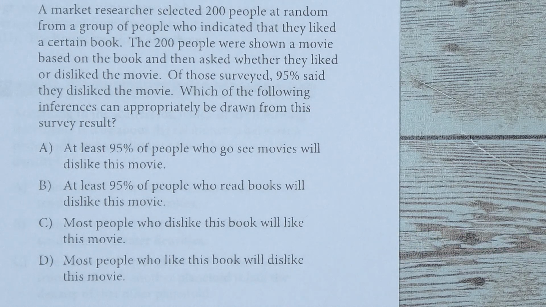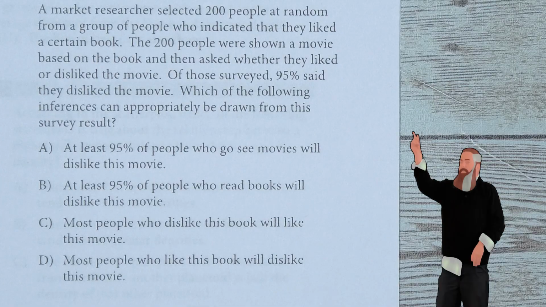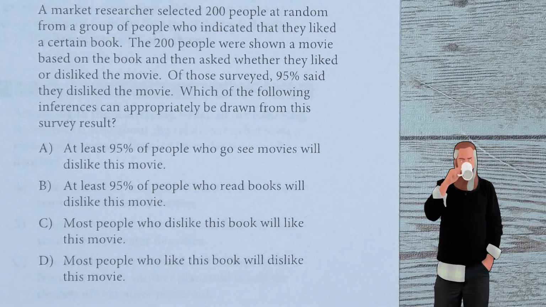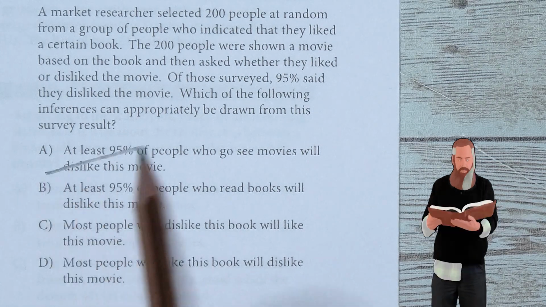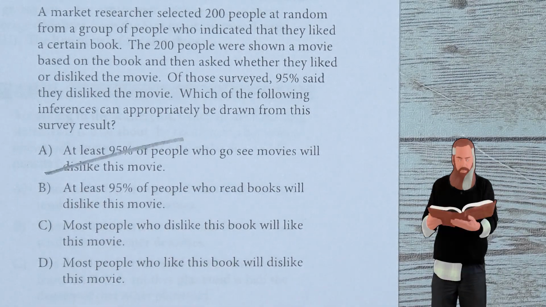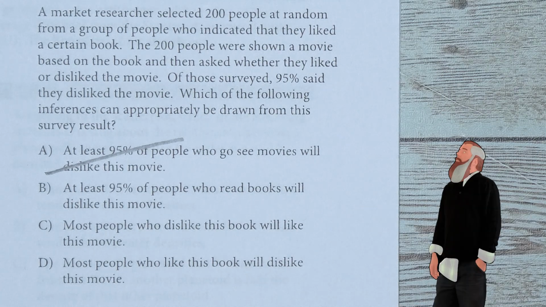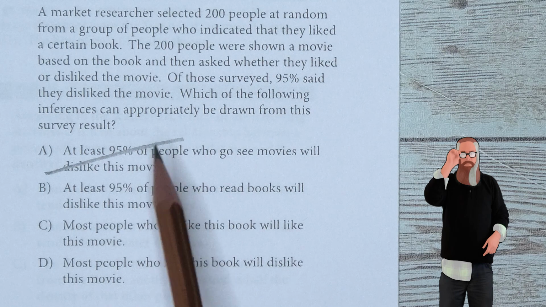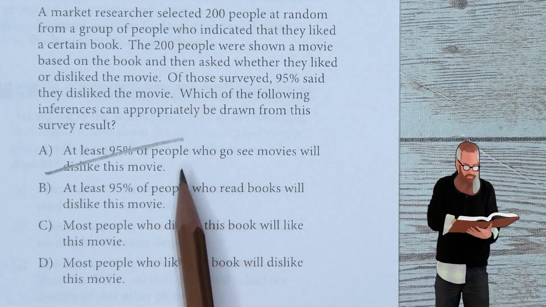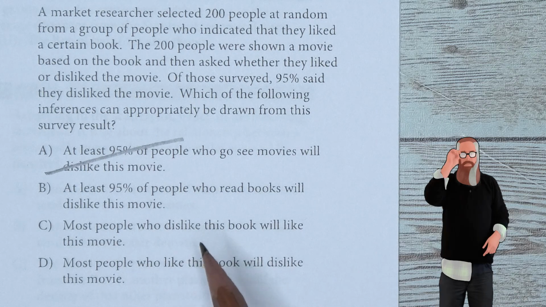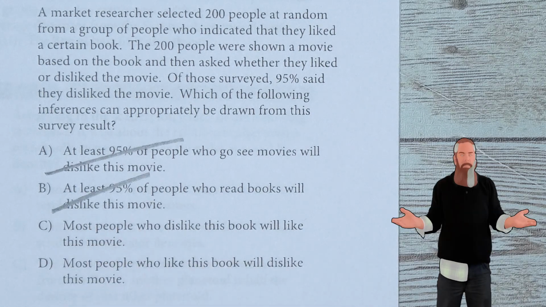A market research selected 200 people at random from a group of people who indicated that they liked a certain book. The 200 people were shown a movie based on the book, then asked whether they liked or disliked the movie. Of those surveyed, 95% said they disliked the movie. Which of the following inferences can approximately be drawn from the survey result? At least 95% of the people who go see the movie will dislike the movie. Now, this can only really be drawn for people that have read the book. At least 95% of people who read the book will dislike the movie. And we can't really say that because this is a very small sample size, and it could have been largely populated with people who prefer books over movies, meaning we can eliminate B.